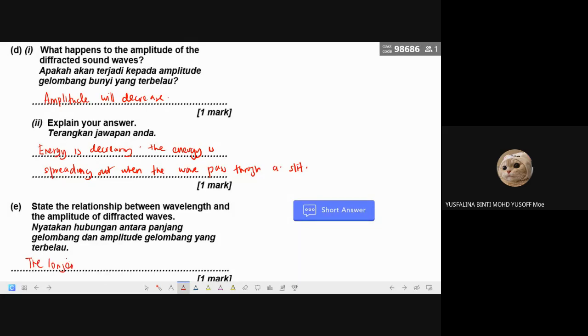The effect of the diffraction increases means the amplitude is decreased. Okay, the longer the wavelength, the smaller the amplitude of the diffracted wave, which means the energy will become smaller, because the energy is spreading out more. Okay, so that's the answer.